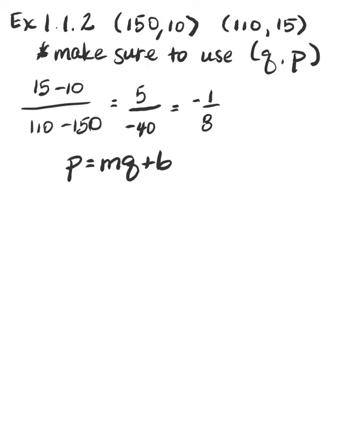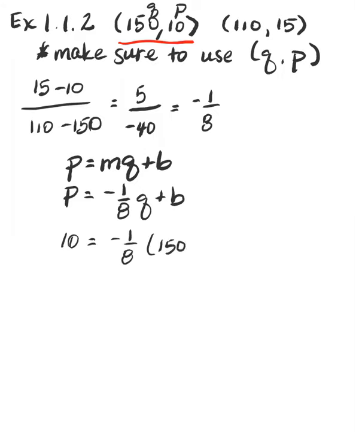So what I like to do is then plug in the slope, negative 1/8 Q plus B, and then I pick one of the 2 points to plug in. It doesn't matter which one, okay? Most of the students will pick the first one listed. So we're going to put in 150, 10. Make sure that you put them in the correct order, okay? So remember that this is a Q and this is a P. So 10 goes on the left and 150 goes right here. I have made the mistake of putting them in the wrong way. It happens to everyone. Okay.